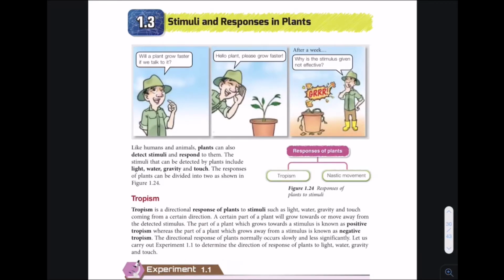Stimuli and responses in plants. So exactly like humans and animals, plants can also detect stimuli. The types of stimuli that can be detected by plants include light, water, gravity, and touch. These responses can be divided into two: tropism and nastic movement.